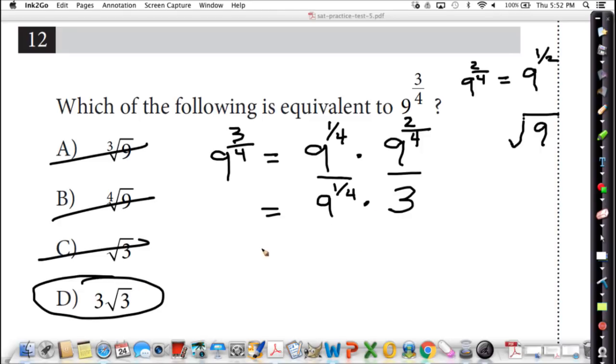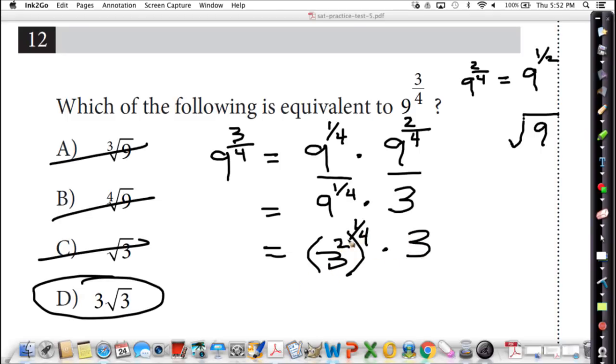But let's say you wanted to continue to do the problem. 9 to the 1/4, I can rewrite 9 as 3 squared. And that whole thing is still to the 1/4, right? And the times 3 is still there.